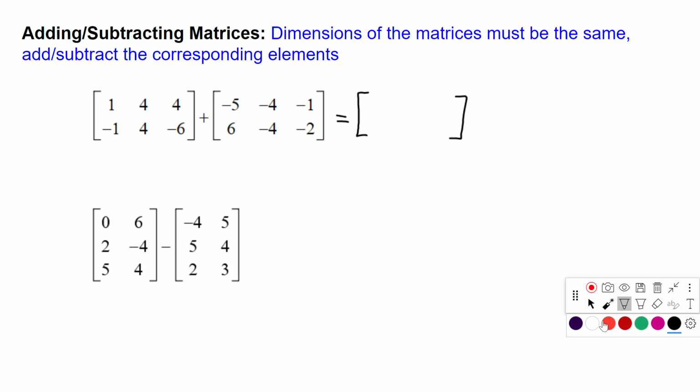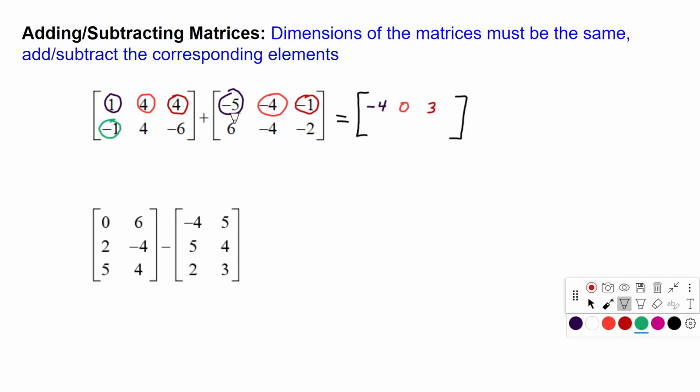So I'm going to try to do some color coding here. To find my first entry, I'm going to add 1 to negative 5. 1 plus negative 5 is negative 4. Then I'm going to take top row, second element, so we have 4 plus negative 4 is 0. Top row, third element, 4 plus negative 1 is 3.